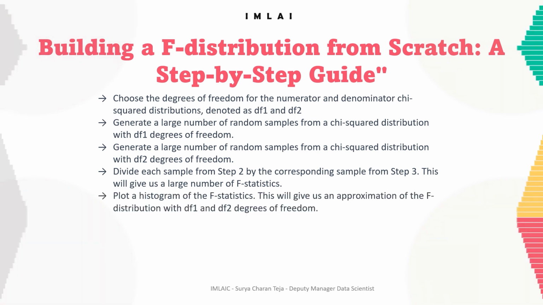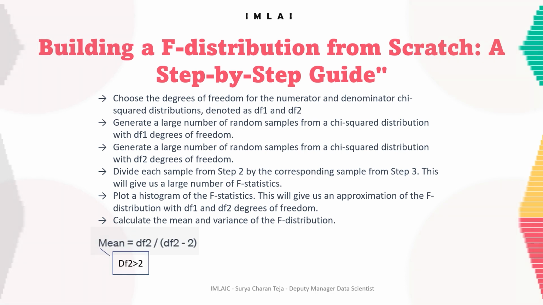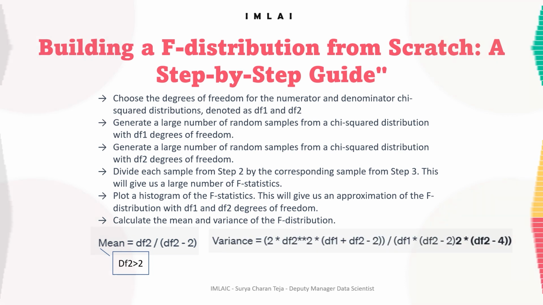Once you have the F statistics, you plot a histogram of them. This will give us an approximation of the F distribution with df1 and df2 degrees of freedom. Then we calculate the mean and variance of the F distribution. The mean is df2 divided by df2 minus 2, and you use this if and only if df2 is greater than 2. And this is the formula for the variance.